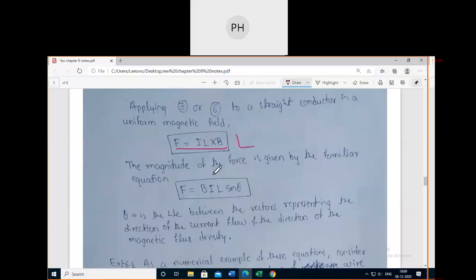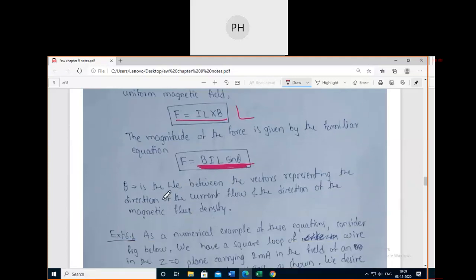The magnitude of force is given by the familiar equation B I L sine theta. So if the magnetic field and the charge make an angle theta between them, in that condition we indicate it as sine theta. What is theta? Theta is the angle between the vector representing the direction of current flow and the direction of the magnetic flux density.